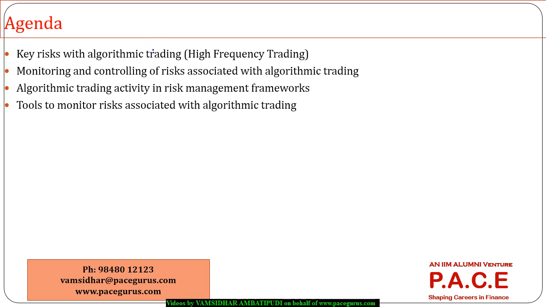As a part of this session, I'm talking about what are the key risks that are associated with algorithmic trading, including high frequency trading. We will talk about four different aspects of risk here, which are very much exclusive to algorithmic trading. And how do we really monitor and control the various risks that are associated with algorithmic trading? We'll talk about a few of those procedures. To what extent is the algorithmic trading activity incorporated in the overall risk management frameworks? What is the process or the procedure to incorporate the algorithmic trading activity in the overall risk management framework of the company? What are the various tools to monitor the risks that are associated with algorithmic trading? So these are the four major areas I'm going to take up here.